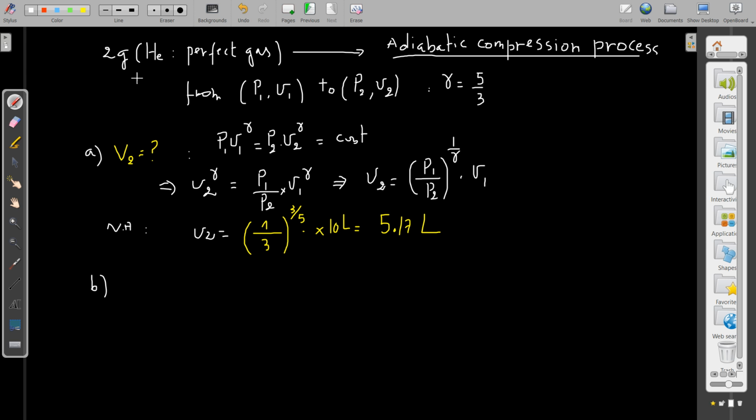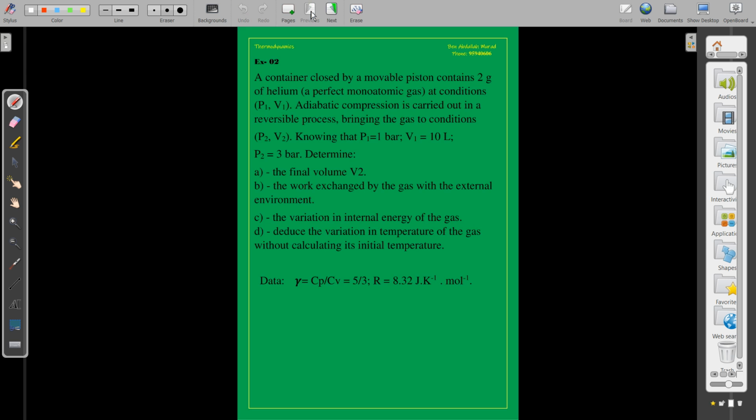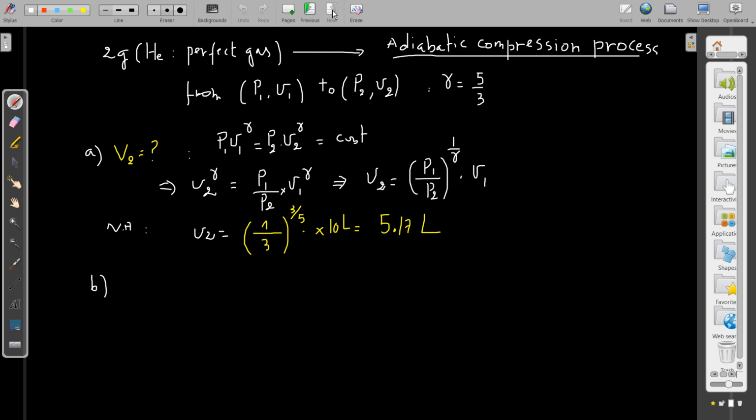B. The work exchanged by the gas with the external environment. So we need to find the work. The work here is always a path function. So minus the integration of P dV.